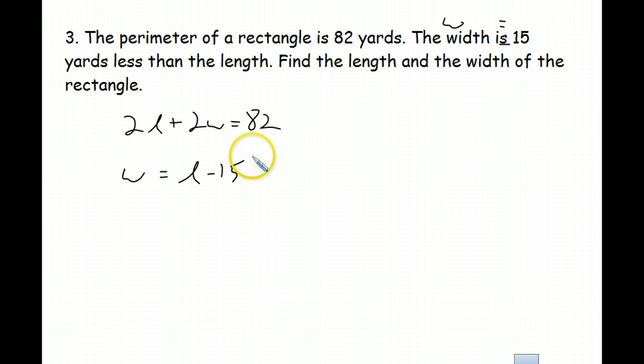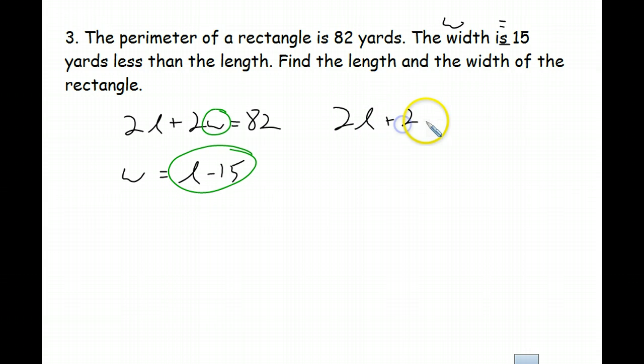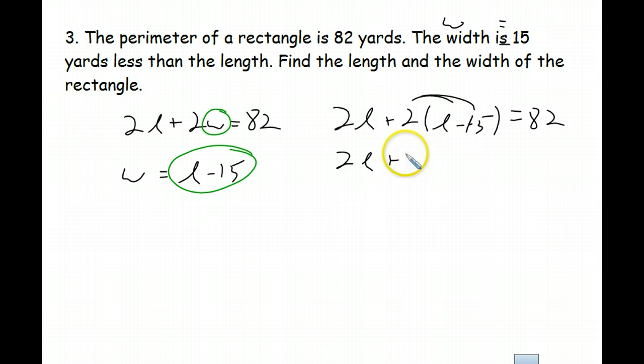Since W equals L minus 15, then this W right there also equals L minus 15, so I can say 2L plus 2 times L minus 15 when I substitute in L minus 15 for the W equals 82, and it's just a matter of solving for L from there. So 2L plus, distribute your 2 to both of them, plus another 2L minus 30 equals 82.